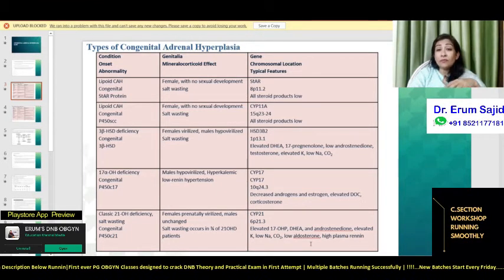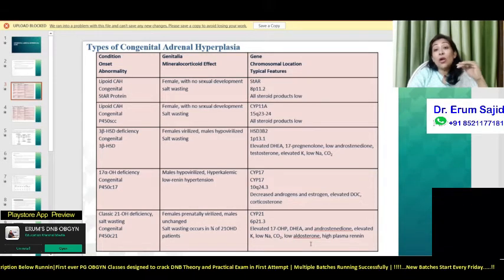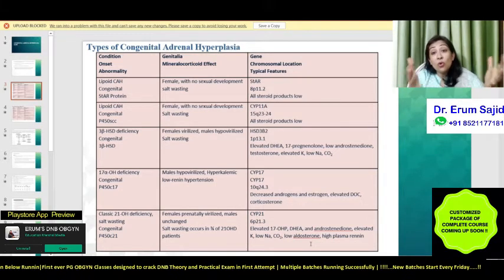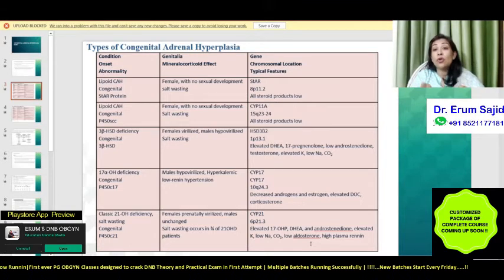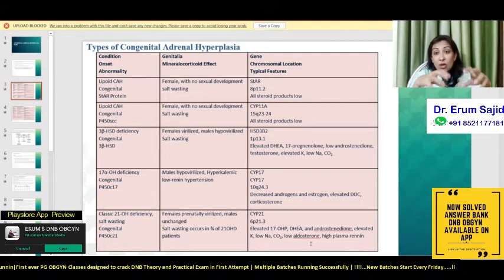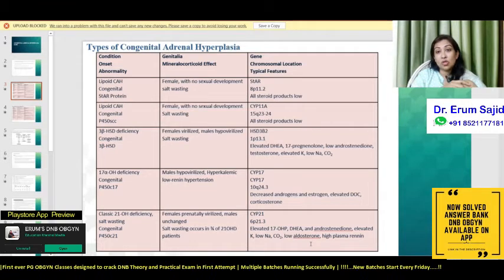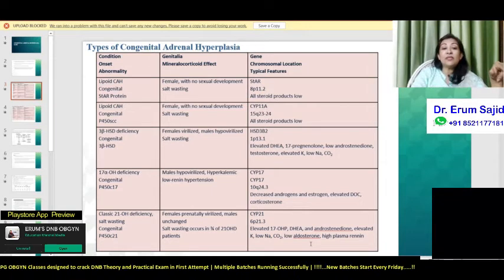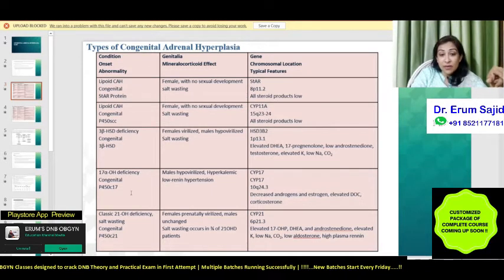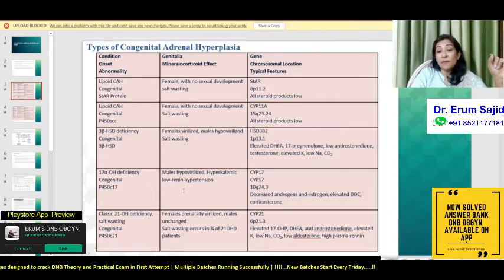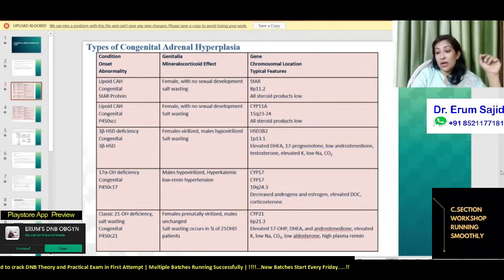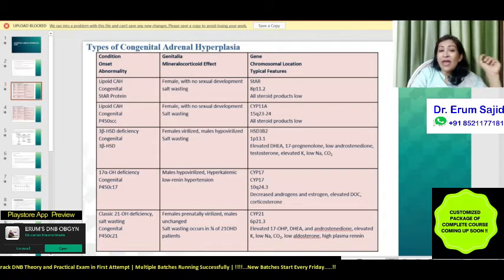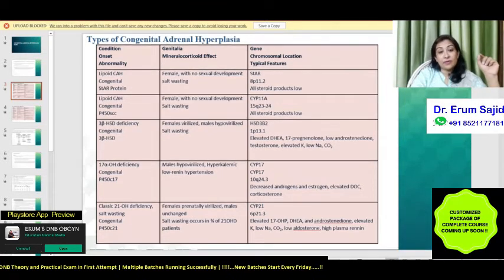Why? Because in this case there is salt wasting. Why? Because aldosterone, mineralocorticoid, the hormone which is required for the salt conservation, is not there. Since mineralocorticoid, aldosterone, enzyme is not there, there is salt wasting. Similar thing happens in 17 alpha hydroxylase deficiency. Males are hypovirilized, hyperkalemic. How will you know hyperkalemia? And there'll be decreased androgen, estrogen, elevated DOC and corticosterone. Now let's see. These are all rare kinds, but very important kinds.